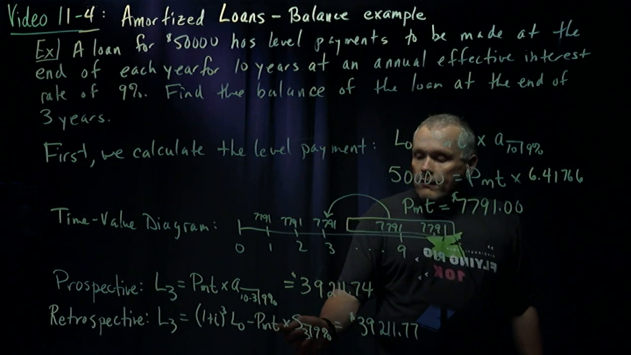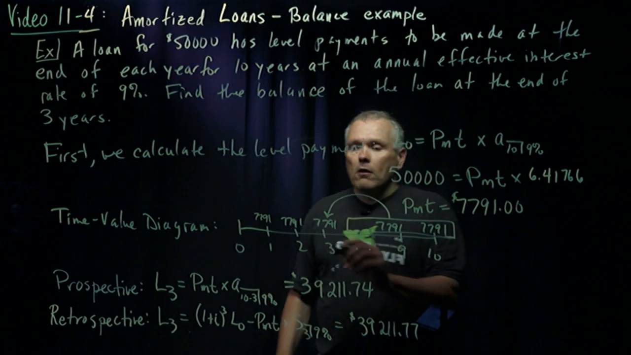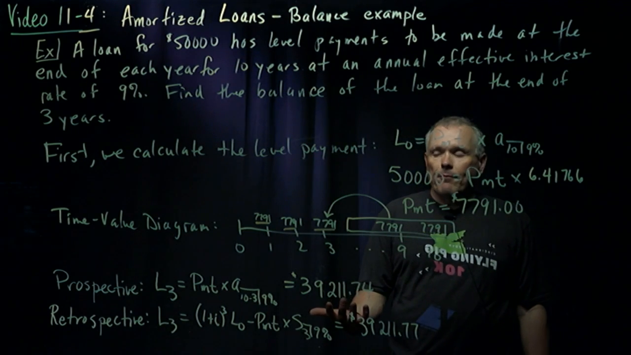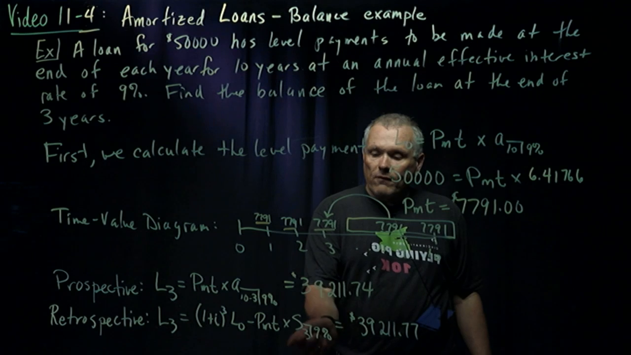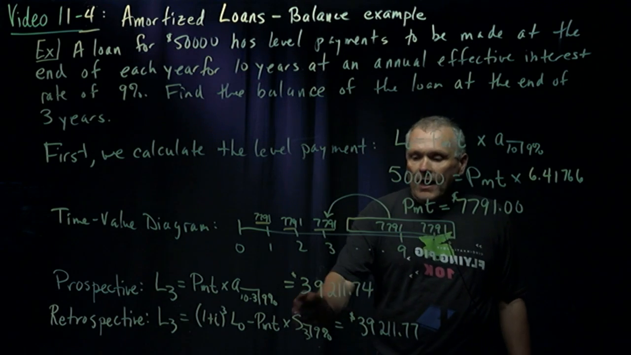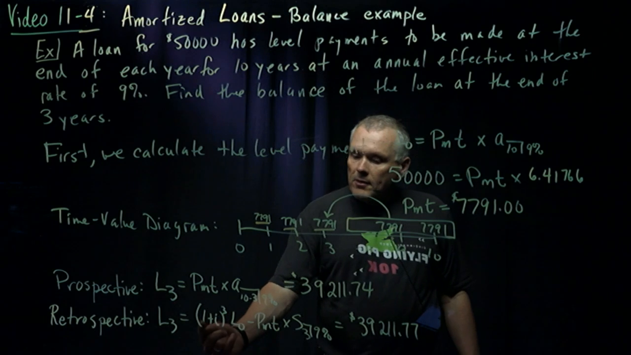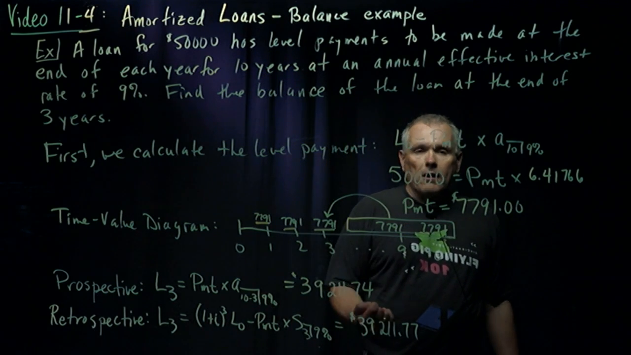Or using retrospective, remember retrospective is you accumulate the initial loan amount for the time, and then subtract off the accumulated value of any previous payments. Well, here are your 3 payments that have been made up till and including time 3. Moving all of those forward to time 3 is looking at that future value of the annuity immediate, so the S angle 3 at 9%. And we would subtract that off from accumulating the initial loan amount for 3 years.